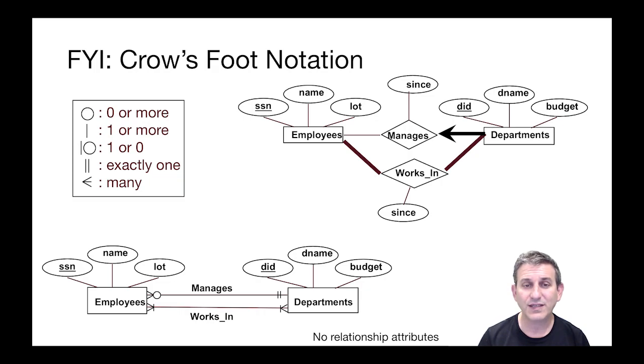One detail with crow's foot notation is it tends to not let you write down relationship attributes. It's sort of just to clean up the diagram. They don't have a way to do that. And of course, you could imagine extending crow's foot notation to allow little bubbles on the labels of the edges, and that would be perfectly fine. But typically, crow's foot notation skips the attributes of relationships.